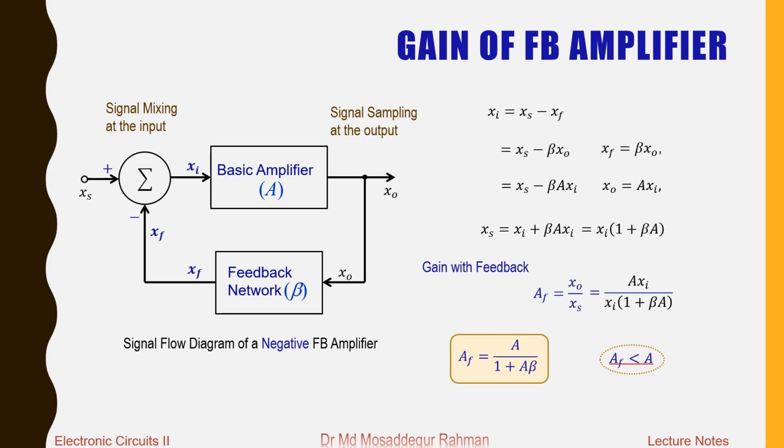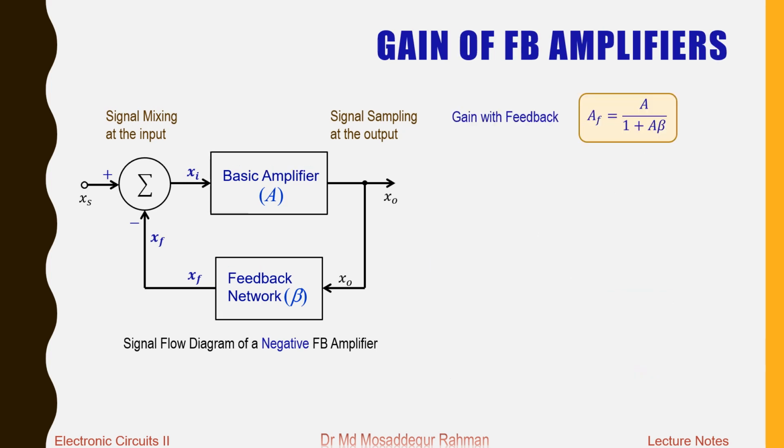So if it reduces the gain, then what is the use? We still use feedback amplifiers. So now we'll see another consequence of the negative feedback. So that was our expression for the gain with feedback AF in terms of the gain of the basic amplifier A and feedback factor beta.